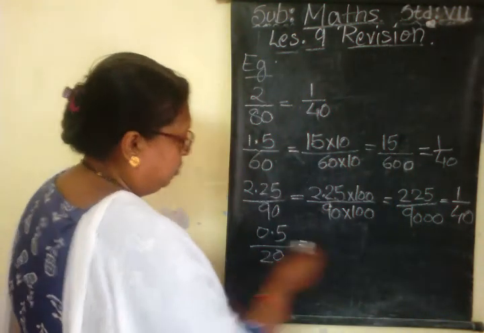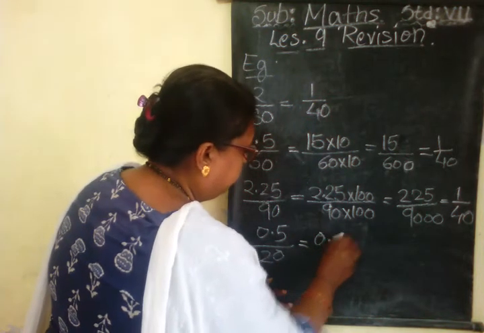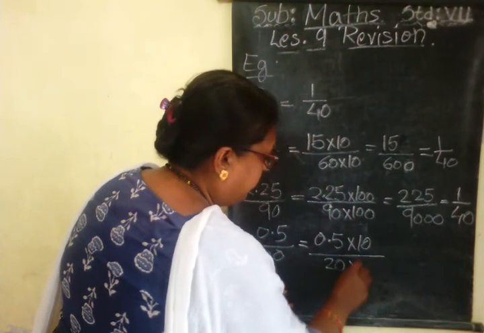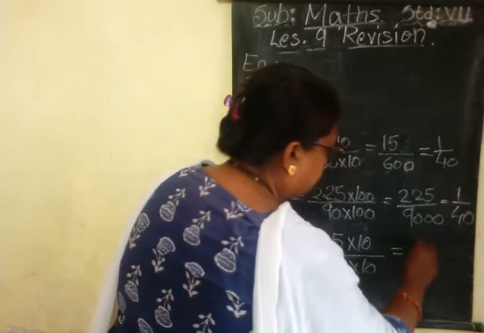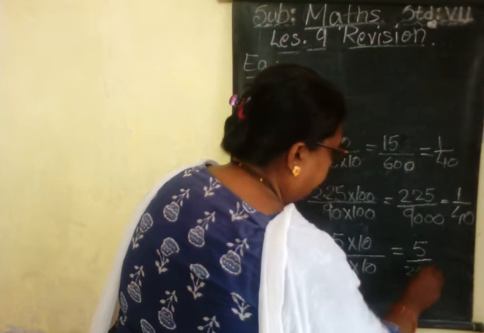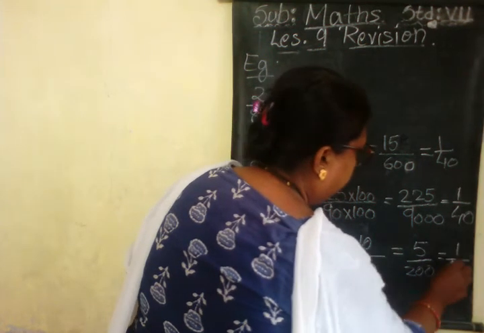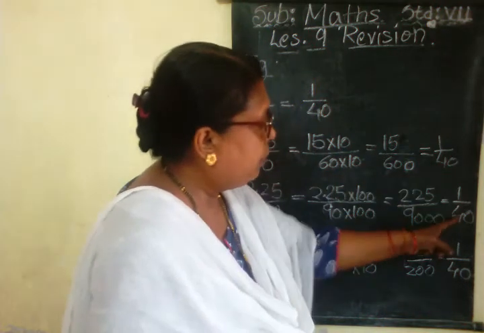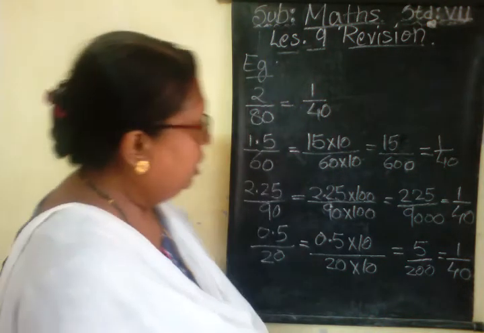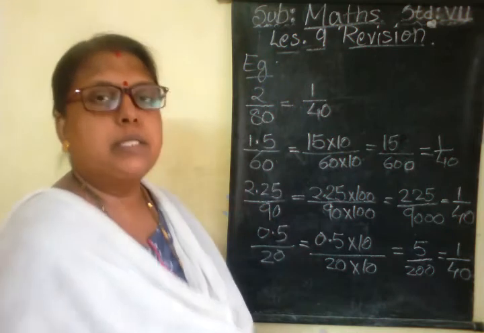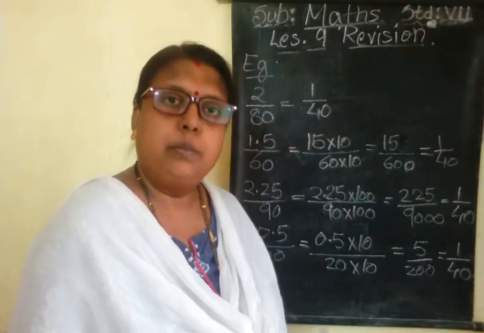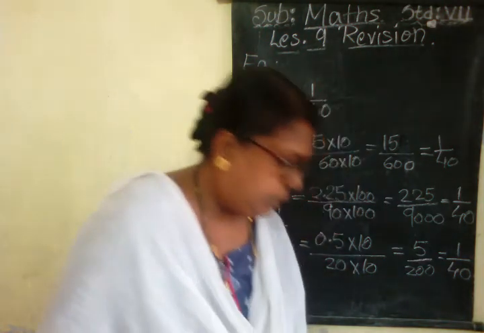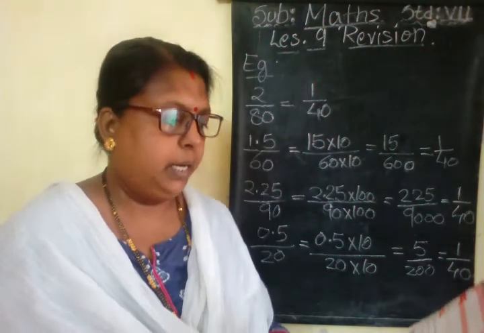Okay? Now 0.5 multiplied by 10 upon 20 multiplied by 10. This gives me answer as 5 upon 200, which is equal to 1 upon 40. So in each case you see children, you get 1 upon 40 as the answer. So this tells that this example is the example of direct proportion. The quantity of milk and its cost are in direct proportion.